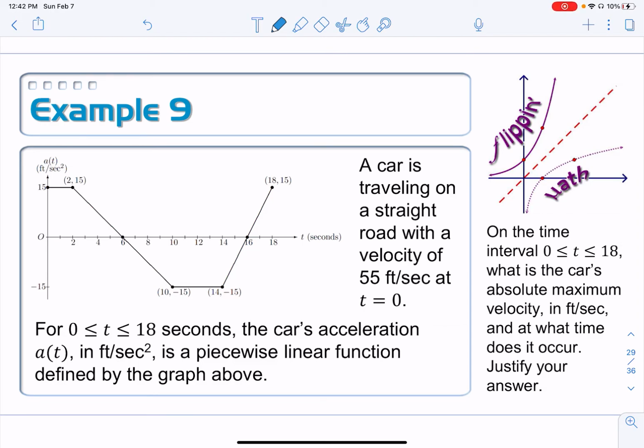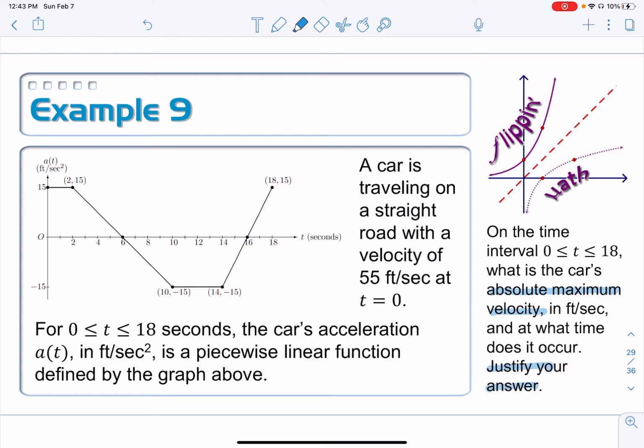Example 9 gives us another free response question here. We've got ourselves a graph, and it says a car is traveling on a straight road with a velocity of 55 feet per second at time t equals 0. For the closed interval from 0 to 18 seconds, the car's acceleration, a of t in feet per second squared, is a piecewise linear function defined by the graph above. On the time interval from 0 to 18, what is the car's absolute maximum velocity, in feet per second, and at what time does it occur?